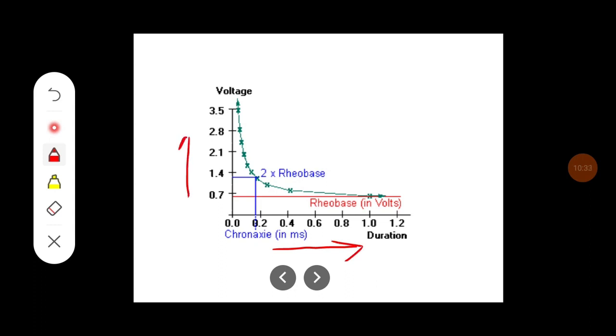and the strength of the stimuli. Okay, and the lowest strength of stimuli that is required for the excitation of the tissue is called rheobase, and the time required for this is called utilization time. And if you use twice the rheobase, the time required for excitation of the tissue is called chronaxy, and this parameter is used to assess the excitability of any tissue.